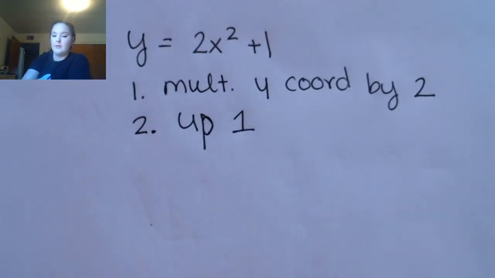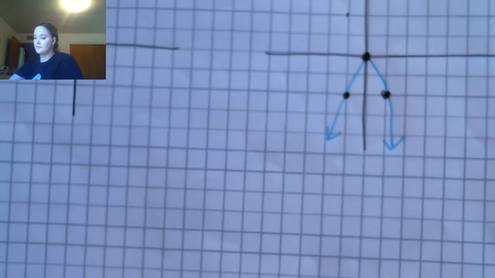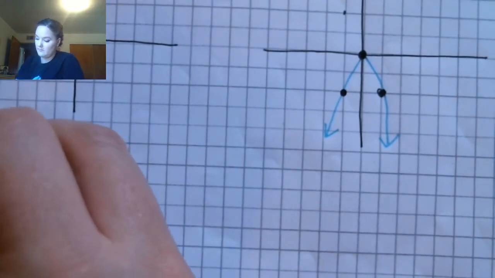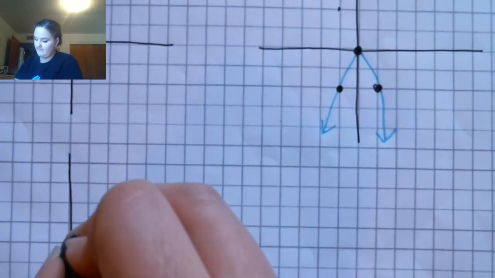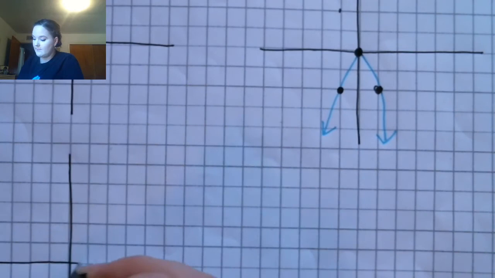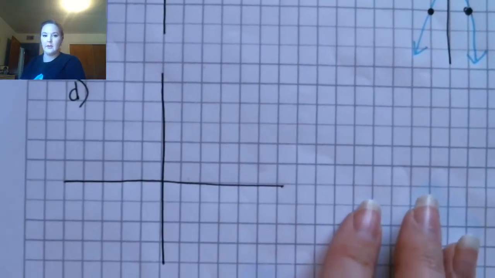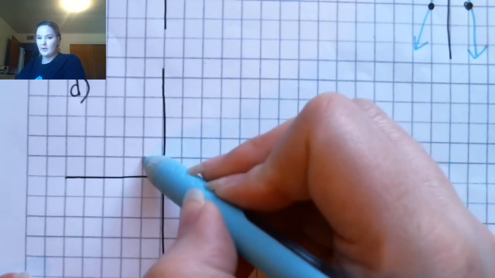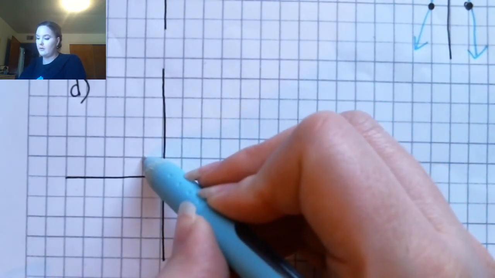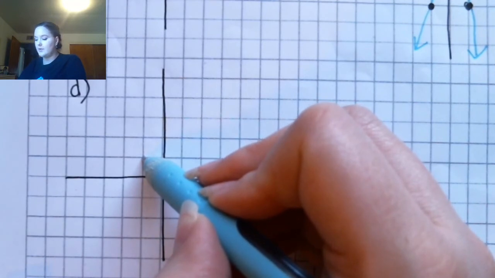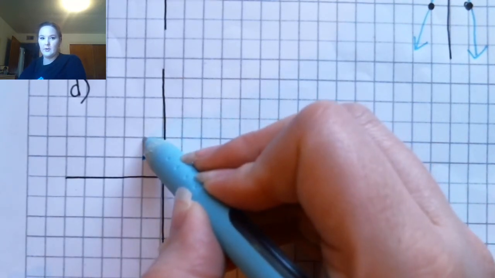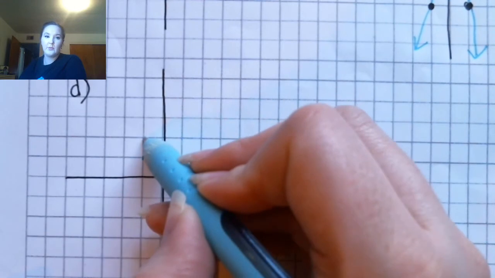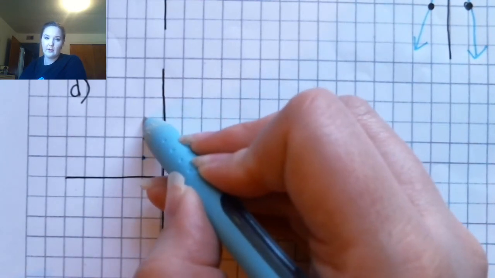Okay, so let's look at our graph. Okay, so we're going to start with our old key point, which is here at -1, 1. We're going to times the y coordinate by 2. So 1 times 2 is 2. And then we're going to move our key point up 1.